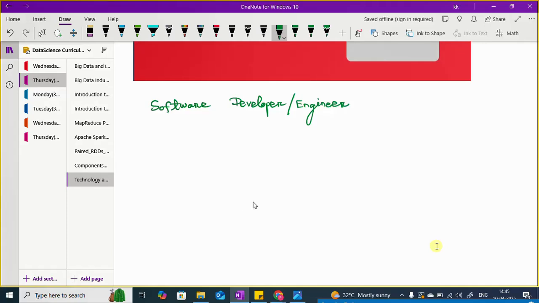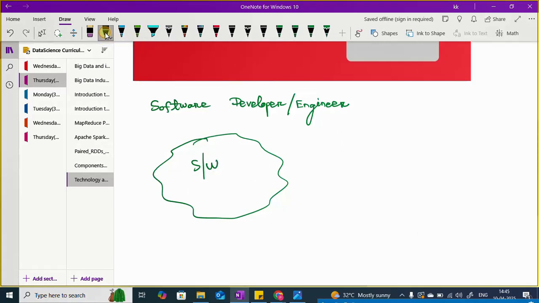Now, what do you mean by that? It means that a person is involved in development of a software. Okay, software. Now, once the development phase gets completed, it will move to the testing phase. So this is the development stage, dev stage in short, I'm writing. This is the testing phase.